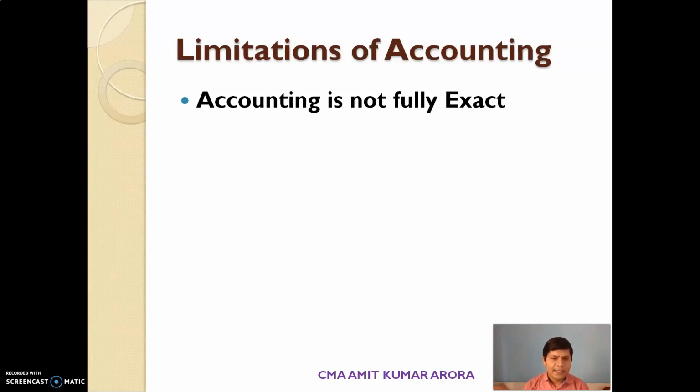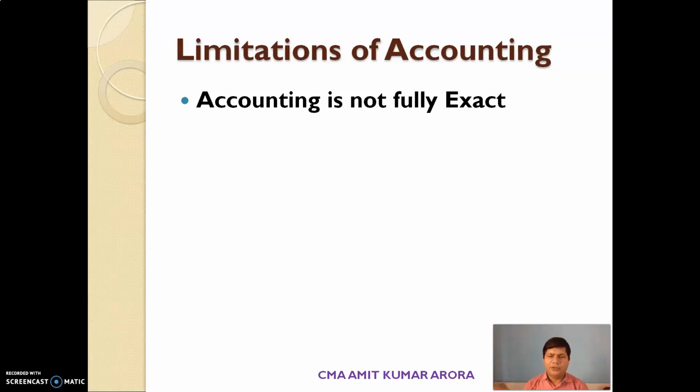For example, assume we have considered the life of a machine as 10 years and we are charging depreciation as per the life of 10 years. The cost of the machine was 10 lakh and the life is 10 years. As per the straight line method, the depreciation per year will be 1 lakh rupees. We have charged depreciation for the past 8 years at the rate of 1 lakh. But at the end of the 8th year, the machine is no longer useful.